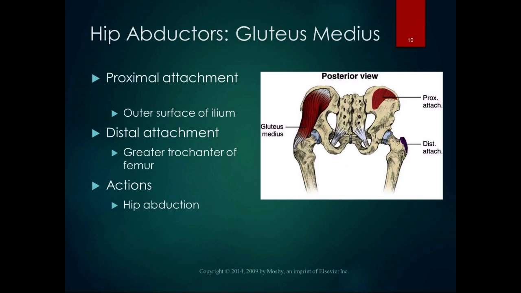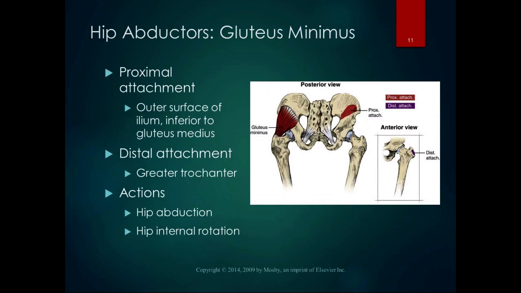So its primary action is hip abduction, but because of the fan shape of its fibers, the anterior fibers can assist with hip flexion, internal rotation, and the posterior fibers can assist with extension and external rotation. So because of its shape, it has fibers that can assist with some of those other motions, and it gets the superior gluteal nerve, which it shares with the tensor fasciae latae and the gluteus minimus.